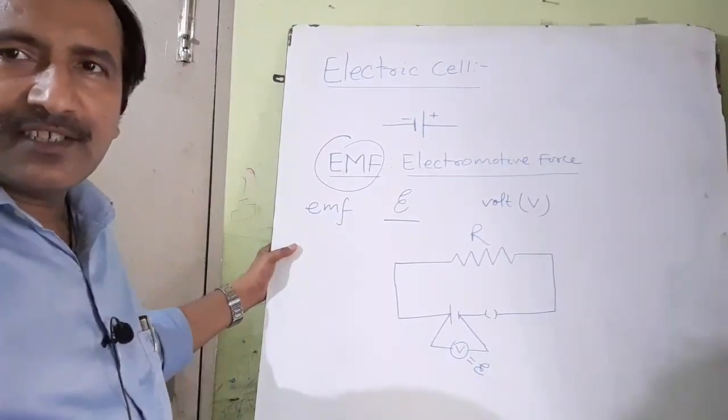Got it? So what is electromotive force? EMF is the potential difference between two terminals of an electric cell in an open circuit. One thing should be clear to you, that this is the maximum potential difference between the two terminals of the cell. Whenever we switch on the circuit, the potential difference reduces. So I am going to discuss that now.